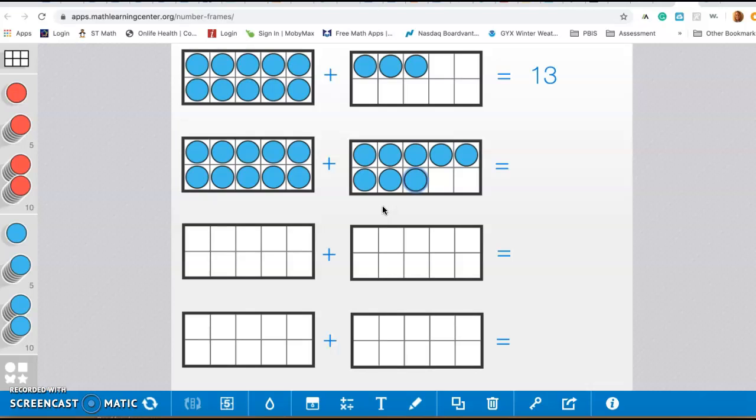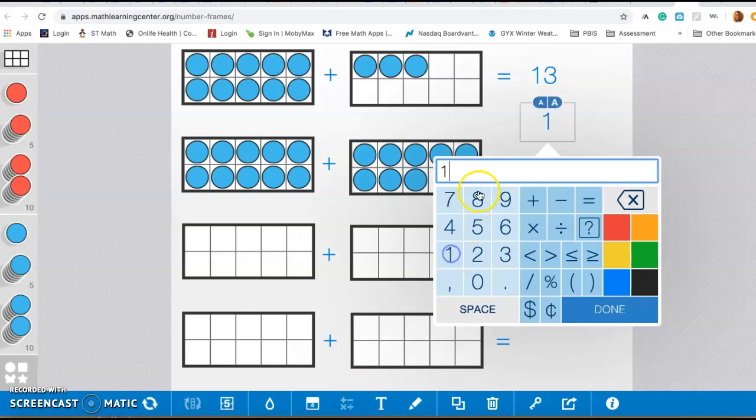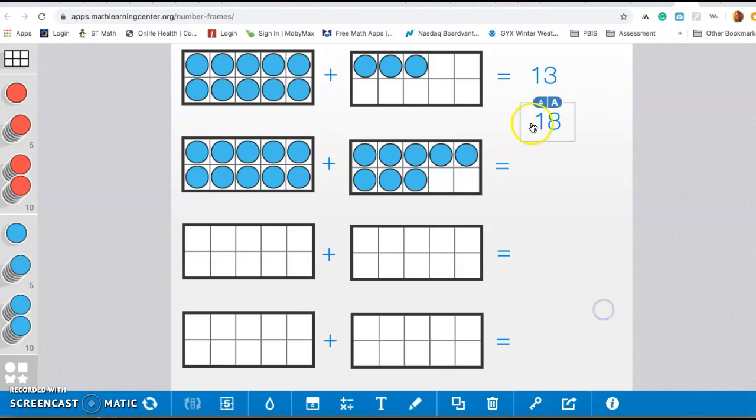Okay, let's see if we can figure this out together. So we have a full 10 frame filled in. So that means that we have 10 blueberries, but let's just check. 1, 2, 3, 4, 5, 6, 7, 8, 9, 10, 11, 12, 13, 14, 15, 16, 17, 18. If you thought that Sal and her mother had collected 18 blueberries, then you are correct. Let's put the 18 down there.